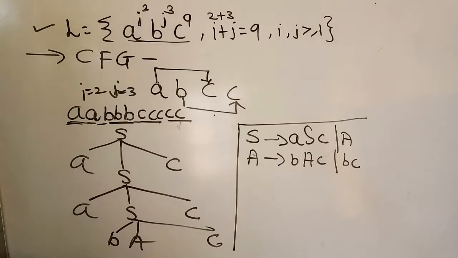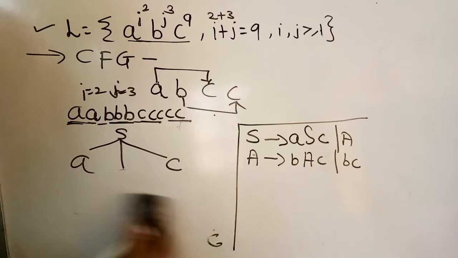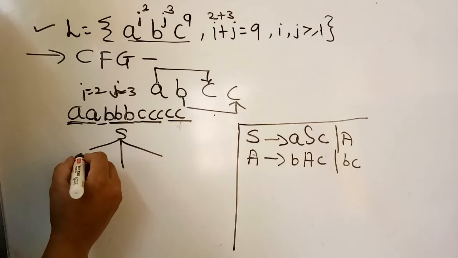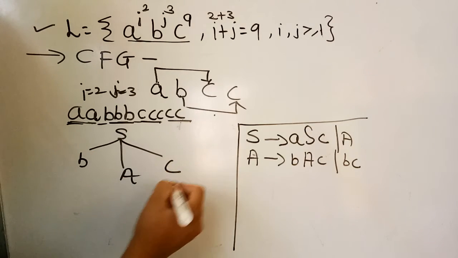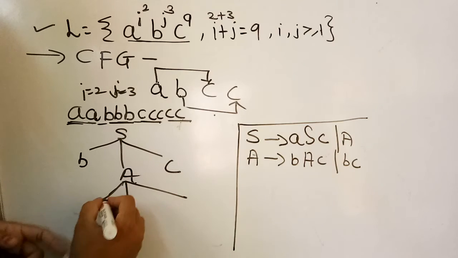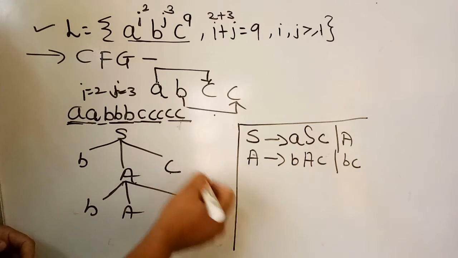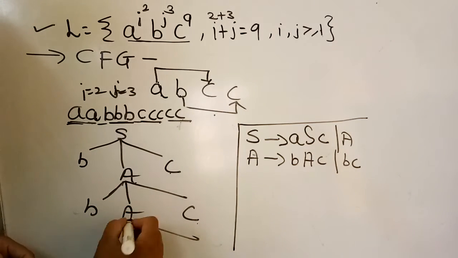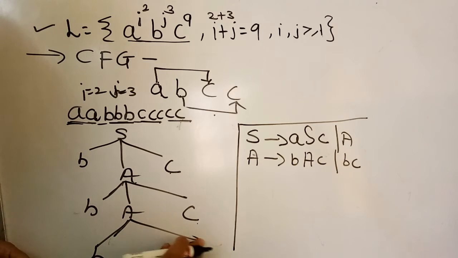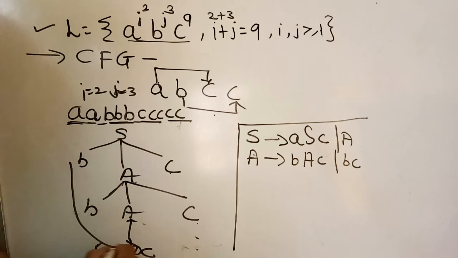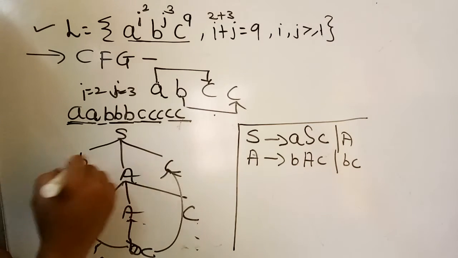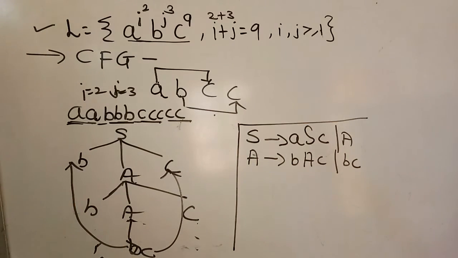Now 1 b is completed. We will again replace this A, meaning we accomplish it like BAC. Then again this A is replaced with BAC, meaning 2 times c. Again it is replaced with BC, because at the last it is covering 3 b's and 3 c's. So our grammar is correct for this language.